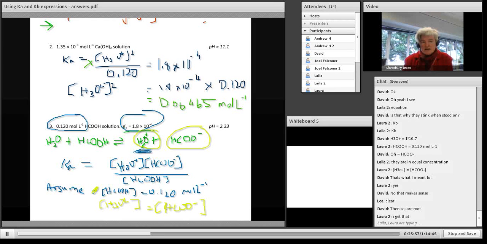And my working here shows another error. My blue line says hydronium ions squared is equal to 1.8 blah blah blah, and then I've given an answer of 0.0465. Is that green writing the hydronium ion squared or the hydronium ion concentration?